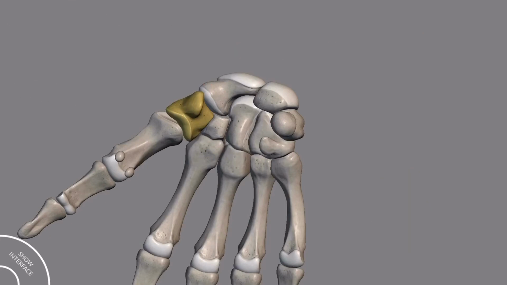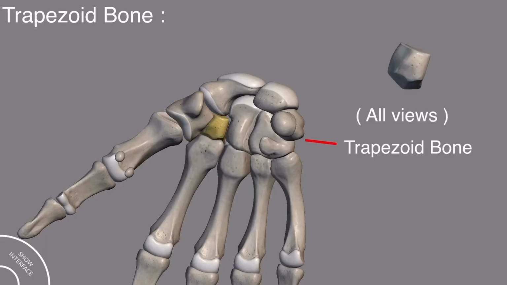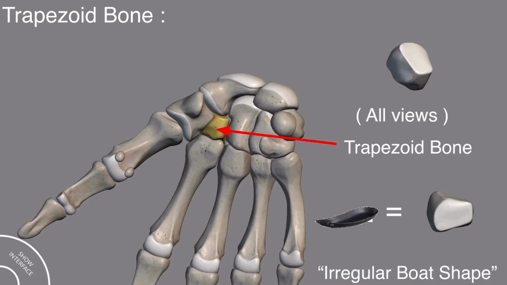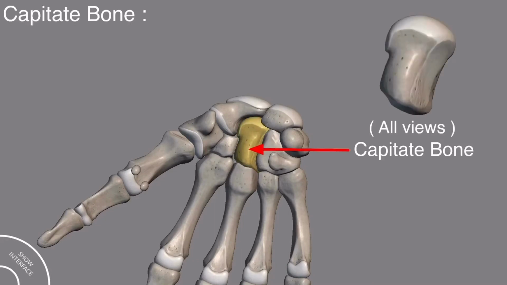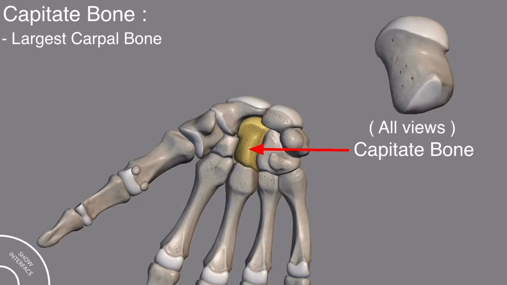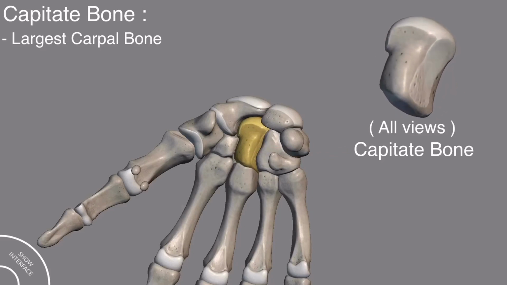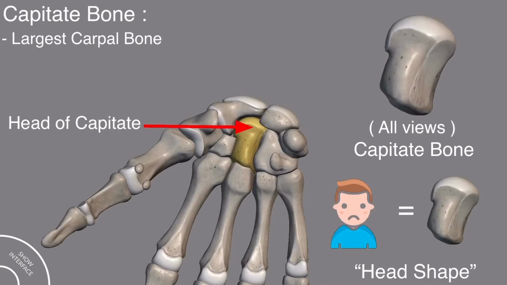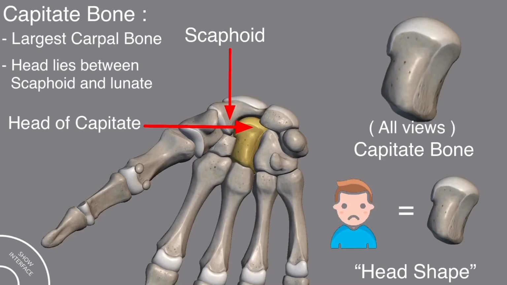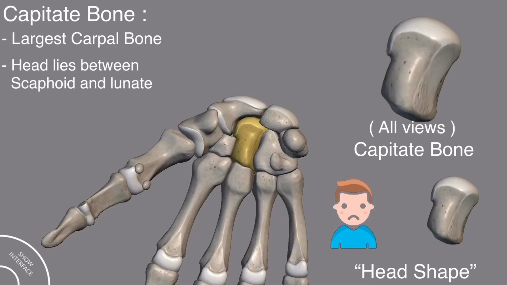The next bone in the distal row is the trapezoid bone. Trapezoid bone is an irregular boat-shaped bone. The next bone in the distal row is the capitate bone. It is the largest of all the carpal bones. This bone has a head-shaped structure. The head of this bone sits between the scaphoid and the lunate bone. Also, it is the first bone that appears during the development.